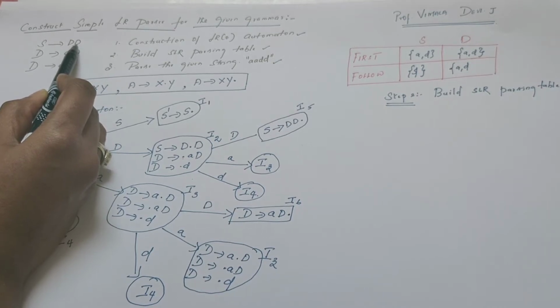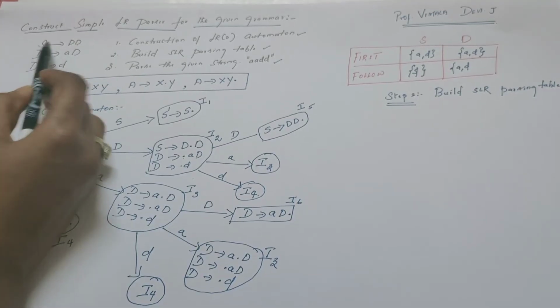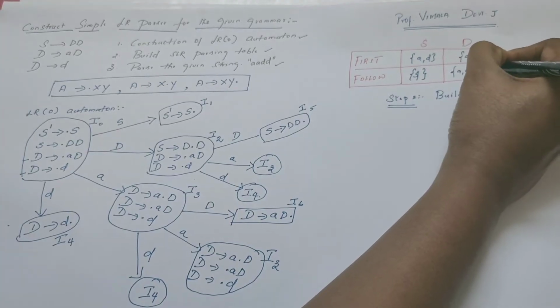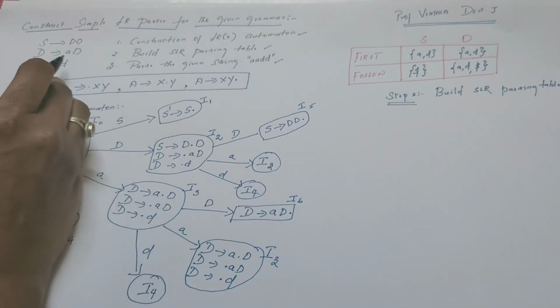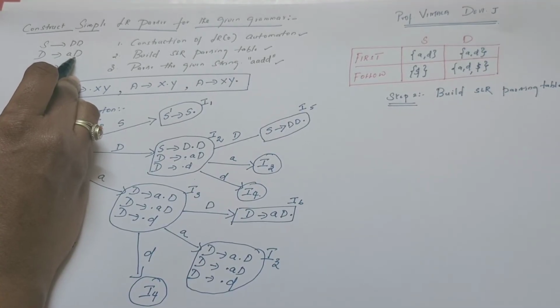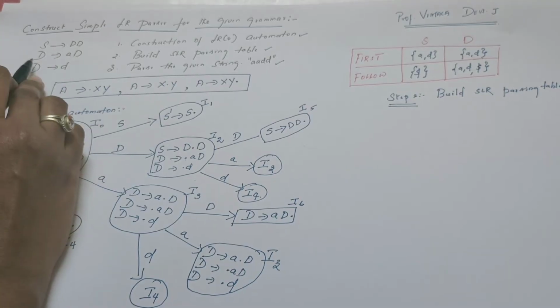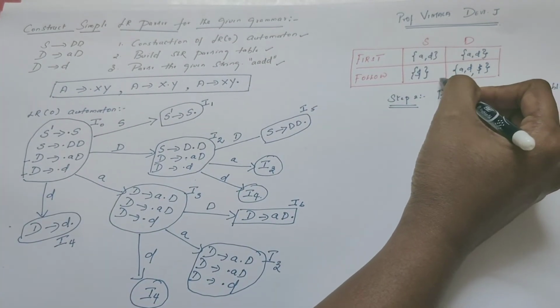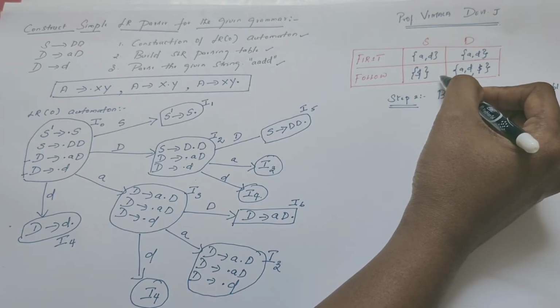Now let us try to find the follow of the second D. When you try to find the follow of this D, it is nothing but the follow of S. So what is the follow of S? It is dollar. So dollar needs to be included here. Then consider the second rule, because the second rule also has D on the right hand side. When you try to find the follow of D here, it is nothing but the follow of D itself. So first and follow sets we have computed for the non-terminals.